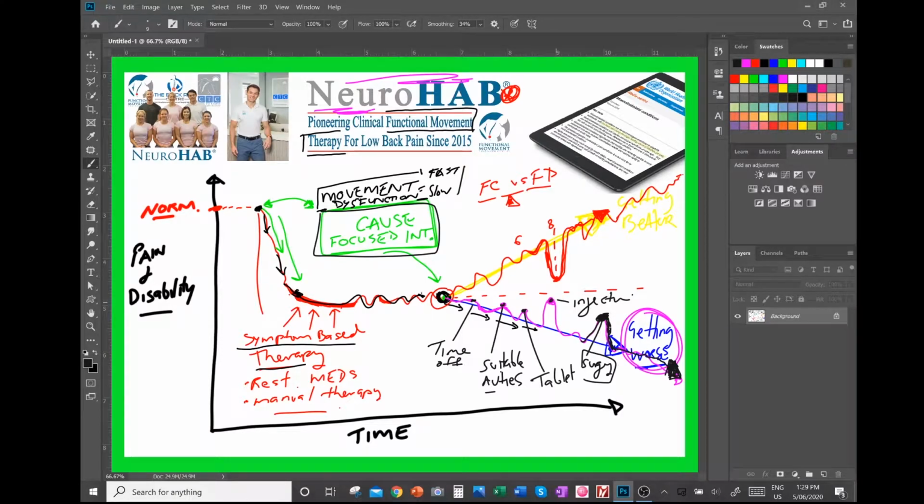Just remember peaks and troughs. Your peaks and troughs can confuse you if you are not sure which trend line you are on. And we all want you to be on the getting better trend line, not the getting worse trend line.